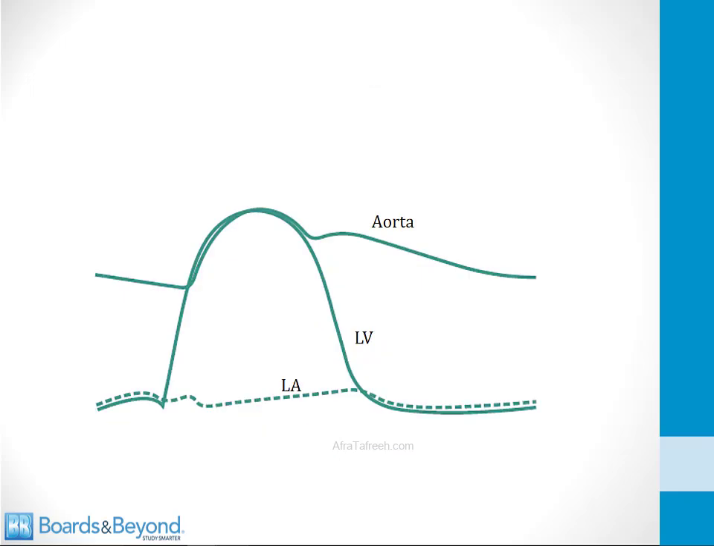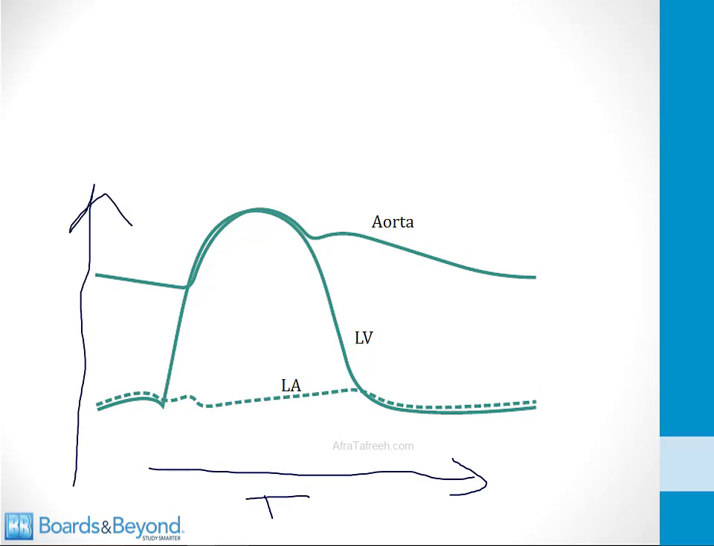Now let's take a look at this portion of Wiggers' diagram. So once again, we have time along the x-axis. This is one cardiac cycle, and in this case, we have pressure on the y-axis. And you can see the pressure changes in the left atrium, left ventricle, and aorta. First, just note some general points.